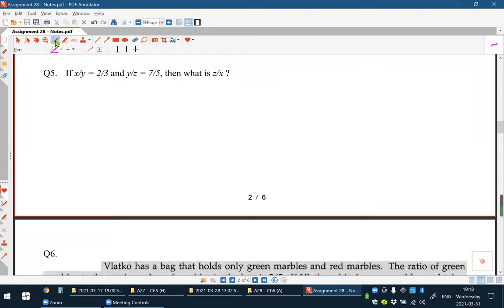Okay, next. Actually, there are two methods we can use to solve the next question. Okay, let me show you method one first. Okay, what we have known here. We know that X over Y is 2 over 3, right? And we also know that Y over Z is 7 over 5, right? And we want to know Z over X. So have a look at this. How do we get Z over X?